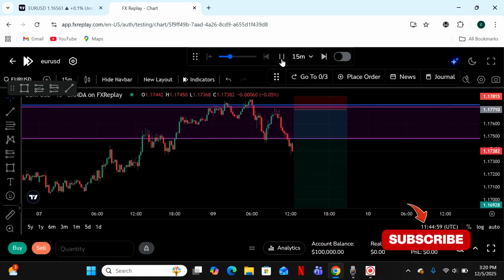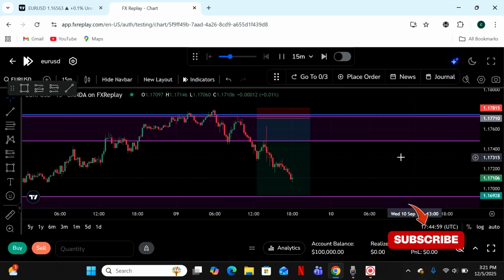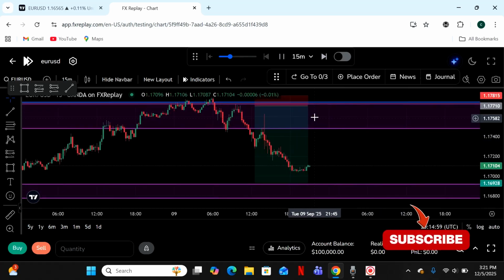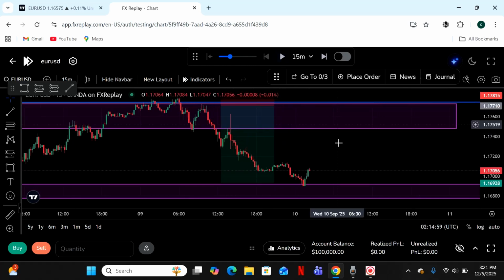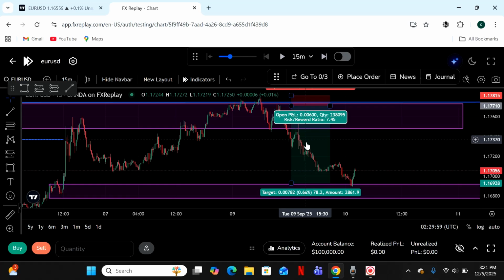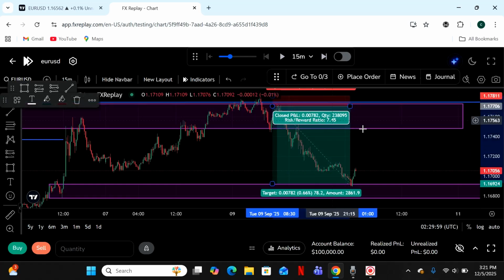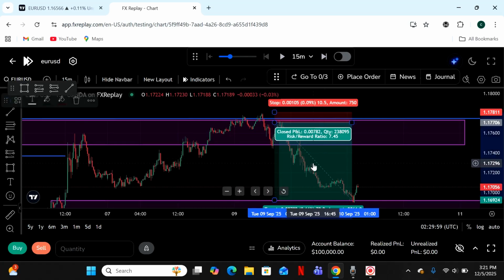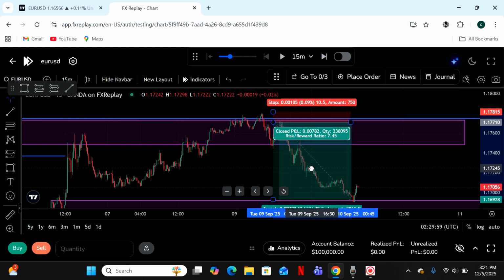So now market has tapped into our zone. Market is moving smoothly. So here you can trail your stop loss, right? And finally, market hit TP. See how nice and gentle the market moved. So now after taking a stop loss, we've hit TP. 1:7, right? That's 1:7. Nice trade.